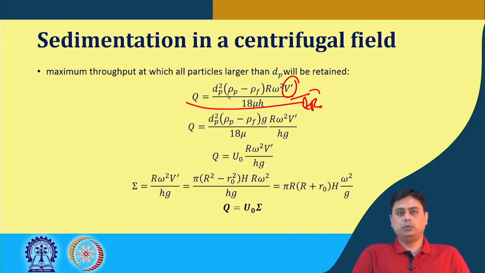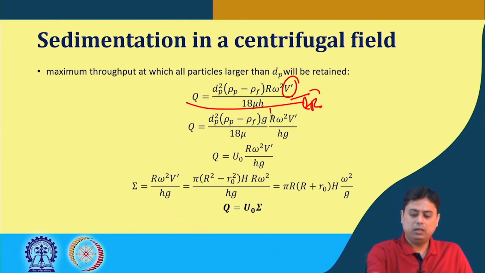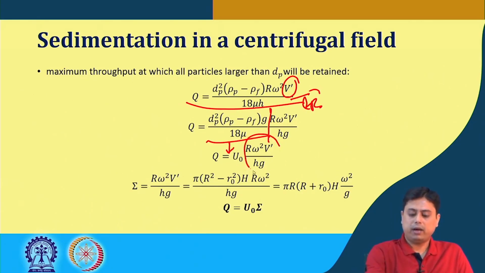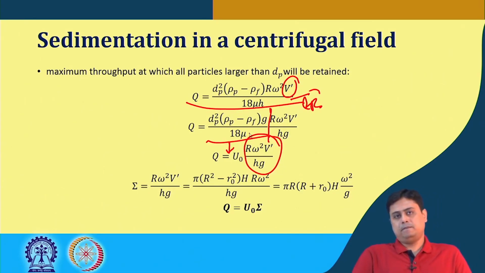So, this is the maximum throughput at which all particles larger than dp will be collected in the centrifuge. It will be sticking or hitting the wall and will be collected, which if we separate the variable, we see that this portion again represents the u0, the single particle terminal velocity, multiplied by a factor. This factor is called the capacity factor of centrifuge.